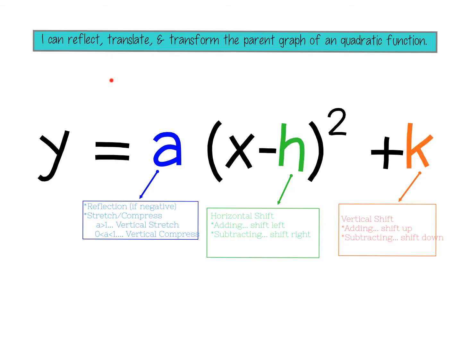So this formula right here, this general format, is something you want to memorize. It's very important that you know what these different a, h, and k values do, and to be able to write this formula given different transformations. So y equals a times the quantity of x minus h squared plus k.